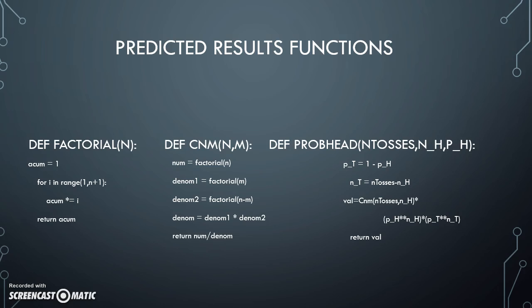And then the third part puts those two together with the probability of getting heads to the number of heads, times the probability of getting tails to the number of tails, and then returns the value. So the third function calls on the second one, which in turn calls on the first one, to give us these nicely written 3 functions that return the predicted results for any given toss.